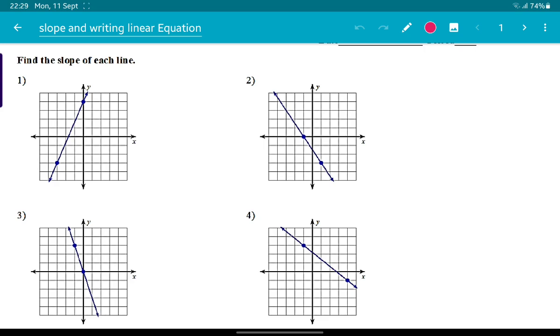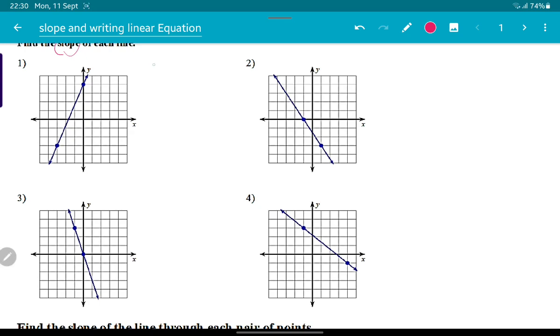In this video, we will have two questions: how to find the slope of a line from different types of questions, and how to write the linear equation from different givens. First, we'll start with the slope. How to find the slope from the graph.